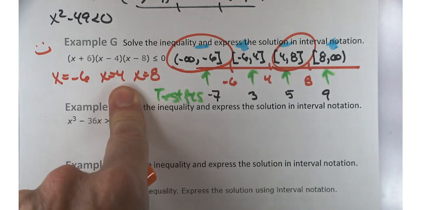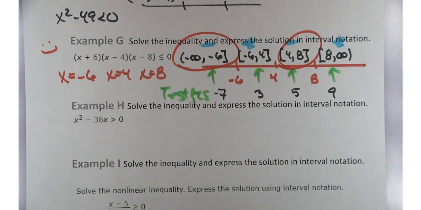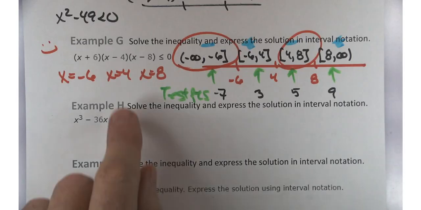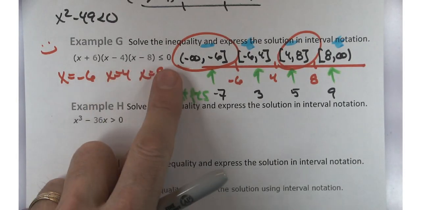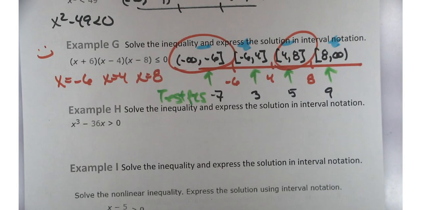So we're okay there. Now, if you're unsure about the endpoints, like, should I include the -6 or not? You could actually type in the -6 and watch what happens. If I type in -6, I get 0. Now do a little thought experiment. Is 0 less than or equal to 0? Is that true? Yeah. So you can use that point. It does satisfy the inequality.